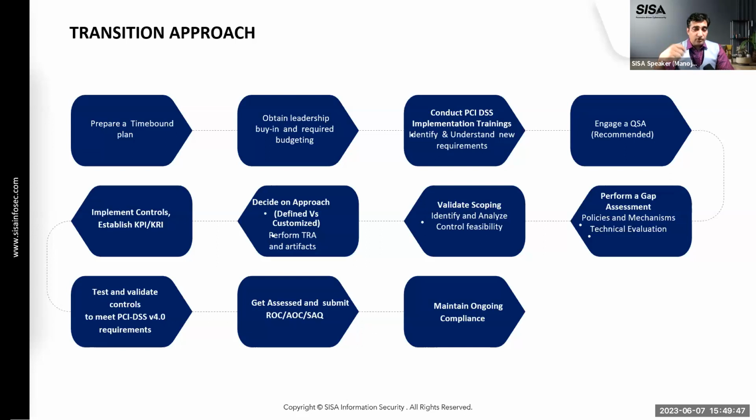Then at the end of the year, you need to fill up your report on compliance or SAQs, whatever applies to you. That means getting yourself audited by a third party, right? Or in some cases, if you're not level 1, you are level 2 or 3, you can go for a self-assessment questionnaire as well, with an attestation of compliance document, which has to be signed by your highest management. And then you can maintain the ongoing compliance.